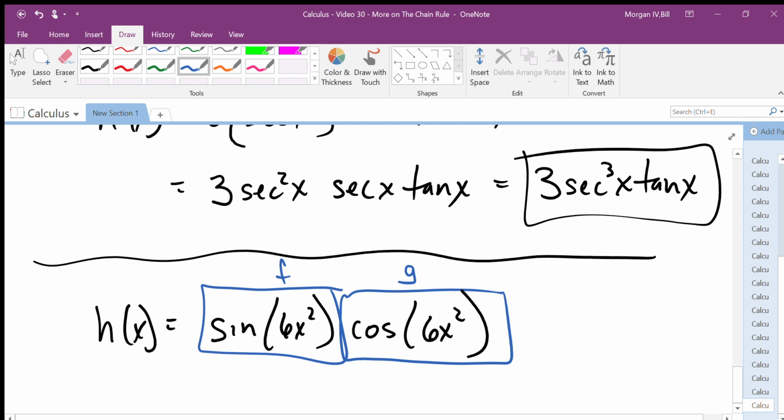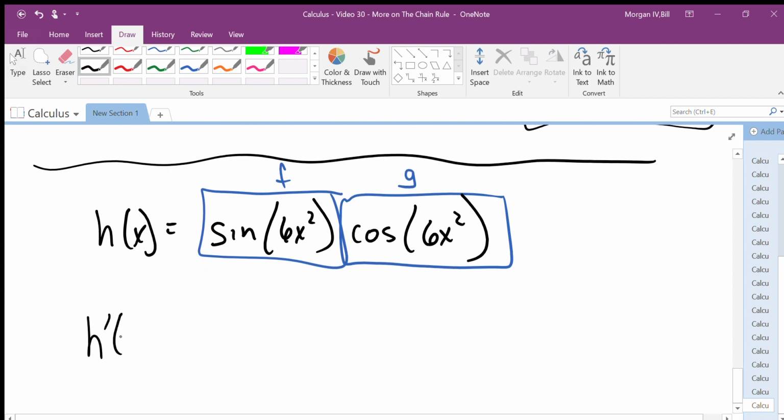The chain rule comes into play here. When I take the derivative of the sine of 6x squared, the sine acts like the outside function, the 6x squared acts like the inside function. So while doing the product rule, and I do f prime, I have to do the chain rule on sine of 6x squared. Similarly, while doing the product rule and I do g prime, I have to do the chain rule on the cosine of 6x squared. Okay, looks something like this.